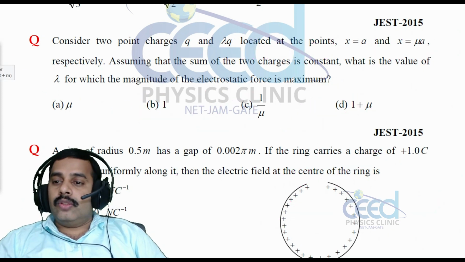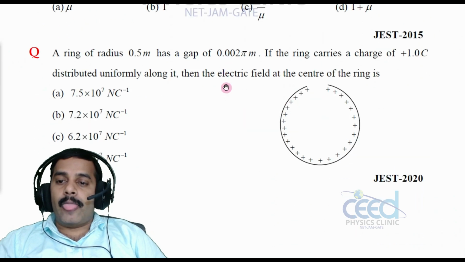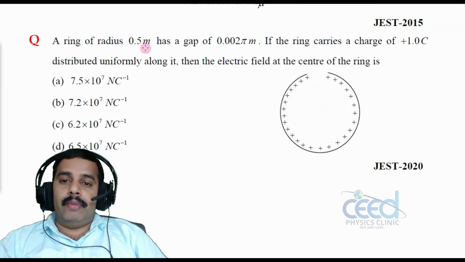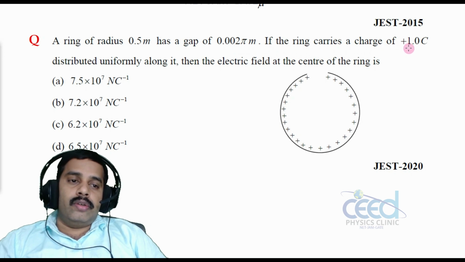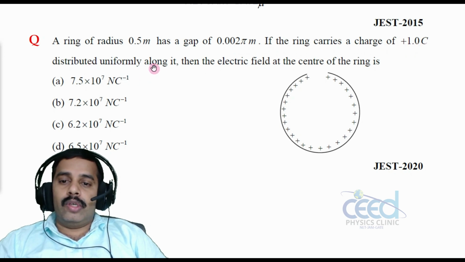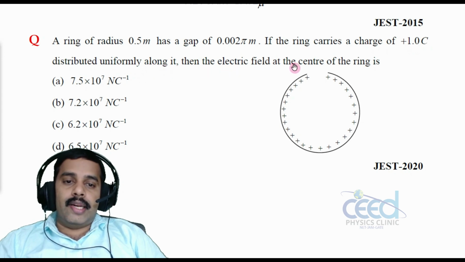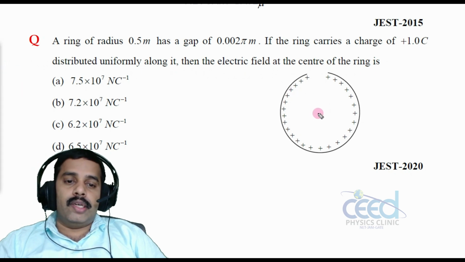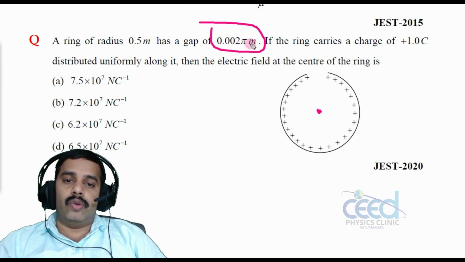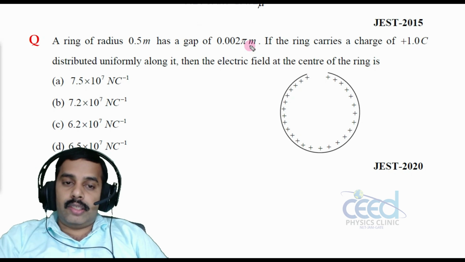Alright. So another question is, a ring of radius 0.5 meter has a gap of 0.002 pi meter. If the ring carries a charge of plus 1.0 coulomb distributed uniformly along it, then the electric field at the center of the ring is, right? So we need to solve electric field at the center, but there is a small gap here. There we have no charge distribution, right? That gap width is given 0.002 pi meter.